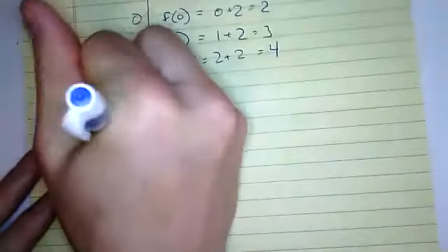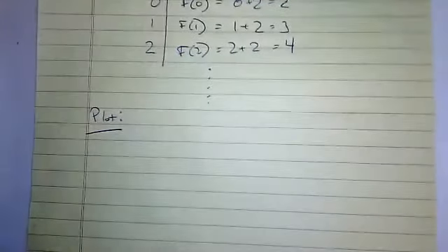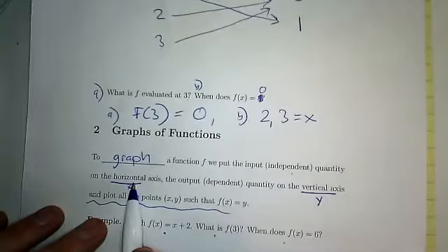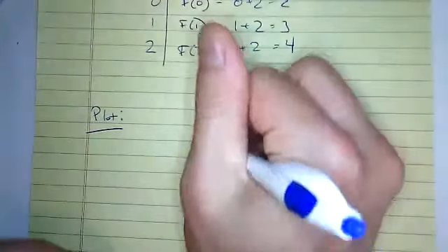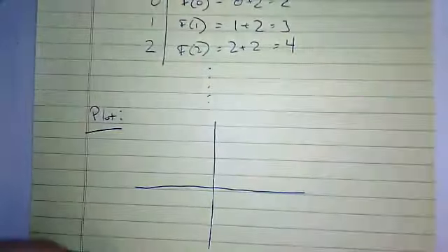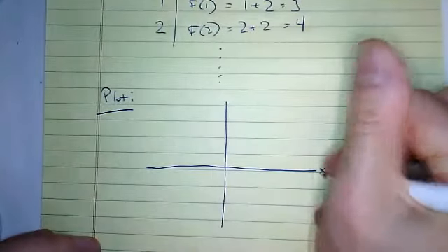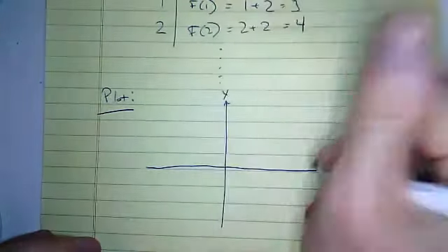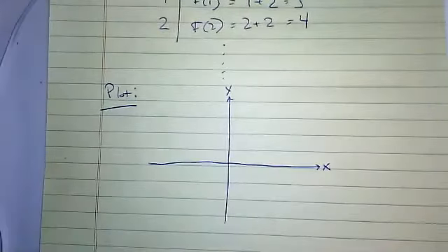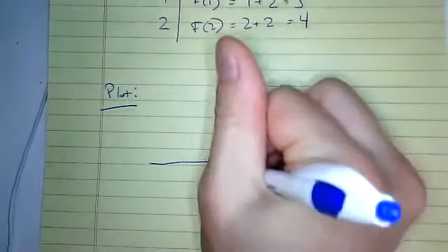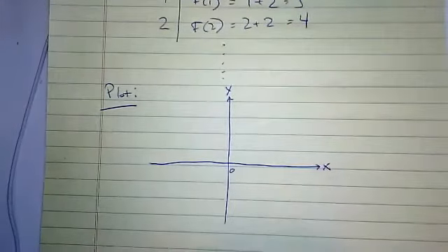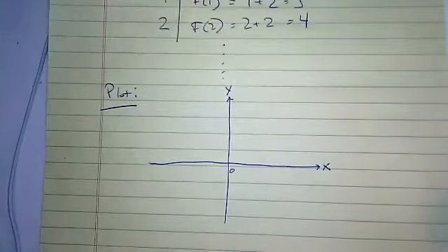So now, once we've made a table, we plot. Like I said, I put the x on a horizontal axis, and I put the y on a vertical axis. The horizontal is my x, the vertical is my y. The center is 0 in both. And you can make a grid.